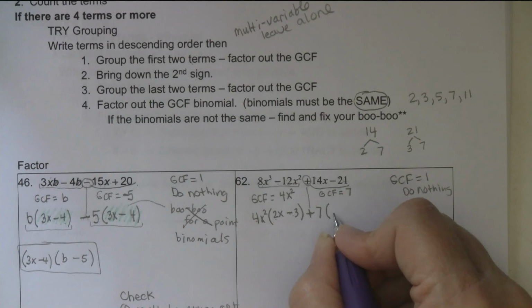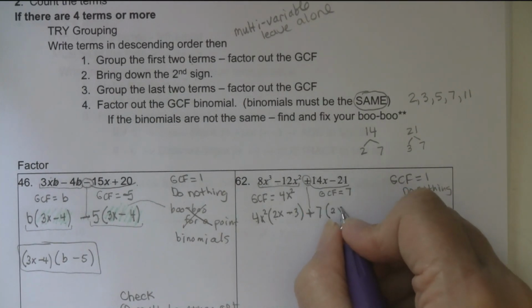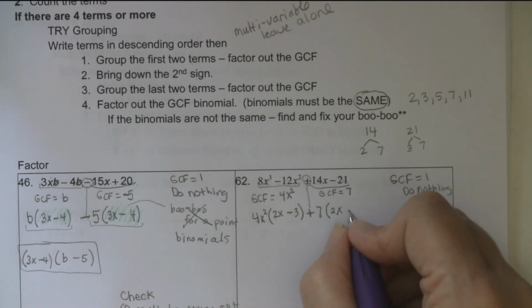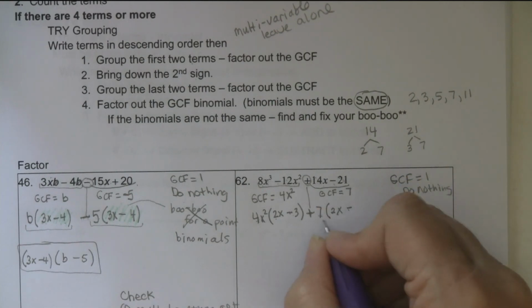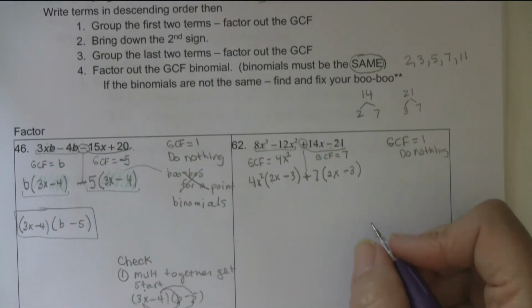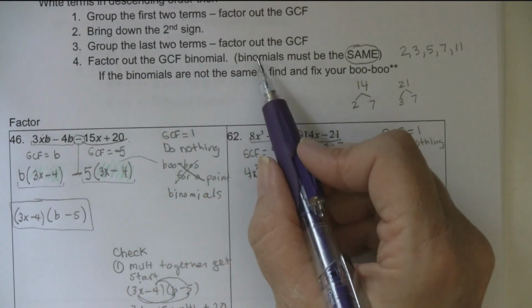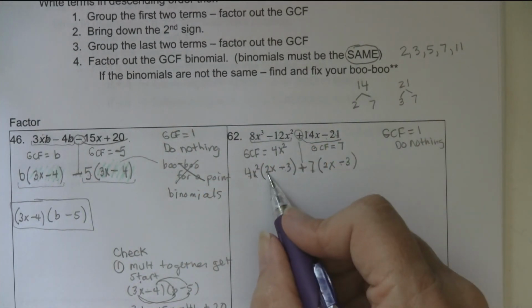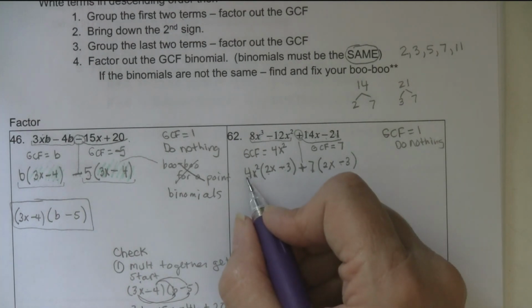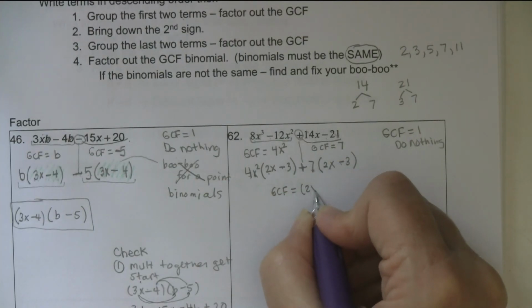So let's see, 7 times what is 14? 7 times 2 is 14, and I need the x. 7 times 2x is 14x. 7, a positive, times a what is a negative? Well, a negative. 7 times what is 21? Well, 3. And I'm not done. I'm on the last step. Factor out the greatest common factor binomial. The binomials must be the same. And you notice that the binomial 2x minus 3 and 2x minus 3 are the same. So I want to factor out now the greatest common factor binomial, which is 2x minus 3.